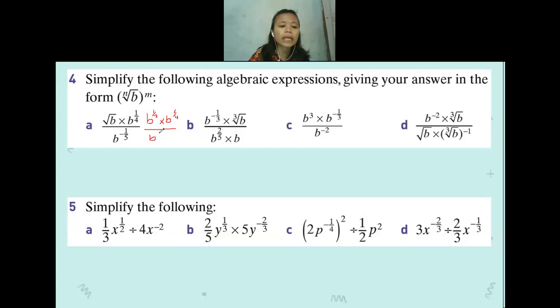Now we already have multiplication and division. When it is a multiplication, it means we have to add the power. So we do 1/2 plus 1/4, and then there is a b to the power of negative 1/5, so it means we have to minus negative 1/5. Now we can simplify the fraction, make it into the same denominator. So it will be how many?